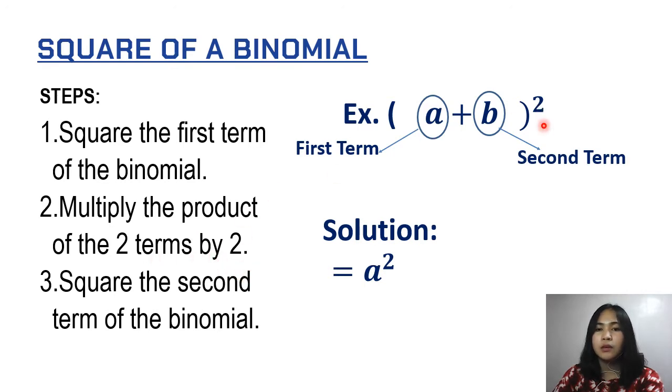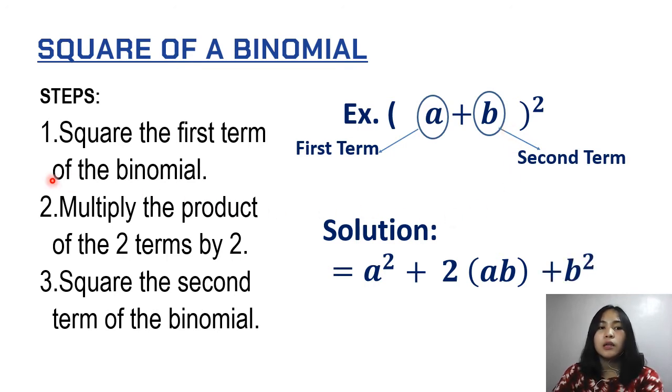Now, multiply the product of the two terms by 2. So we have here two terms, A plus B. So product daw nila, so A multiplied by B, by 2. So product ni A times B, and i-multiply siya sa 2. And now, for the third step, we have to square the second term. Our second term is letter B, or the variable B. So now, if we're going to square this one, it becomes B squared.